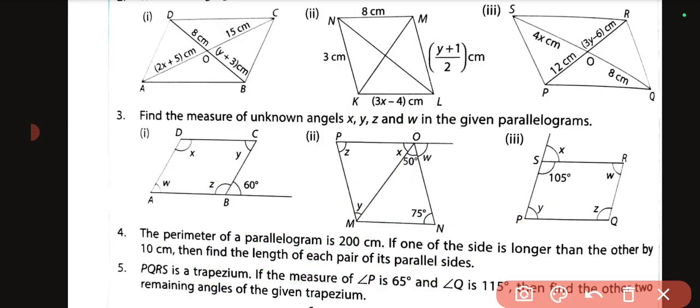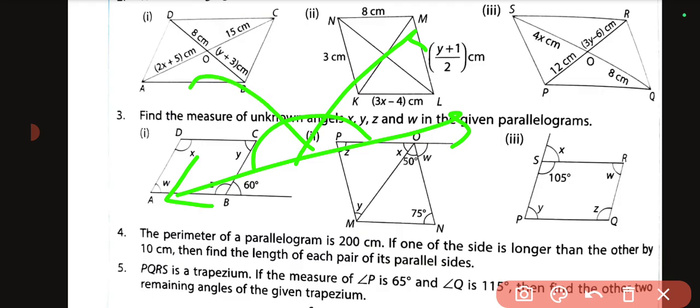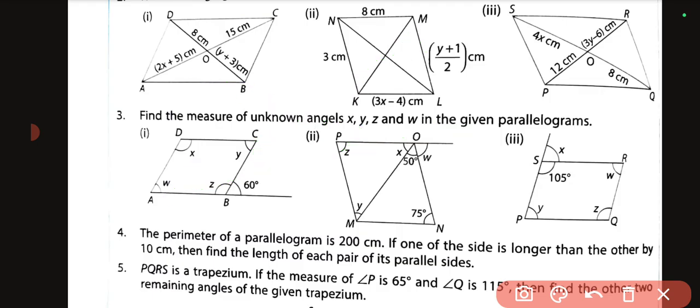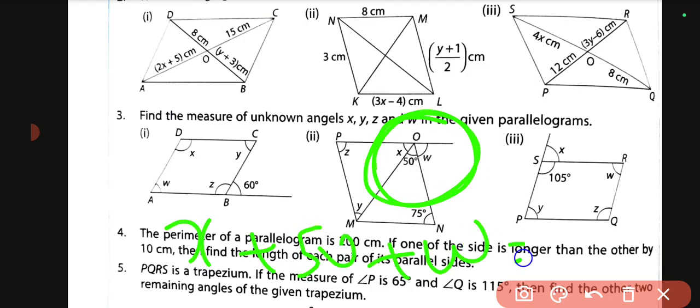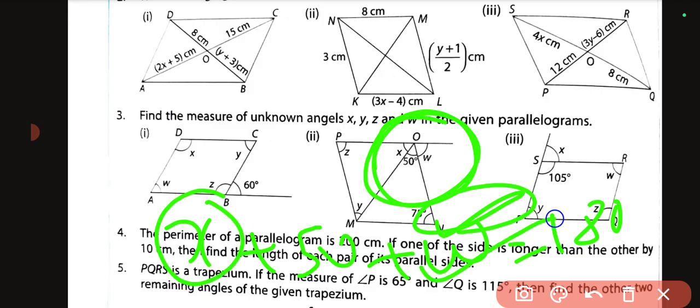Same, now we have to find the value of w. You know what a linear pair is. For example, this is a line, this is a linear pair, so sum of the angles is 180 degrees. Same here, on angle O, this is a linear pair, so x plus 50 plus w is equal to 180. Here put the value of x, and you can find the value of w.